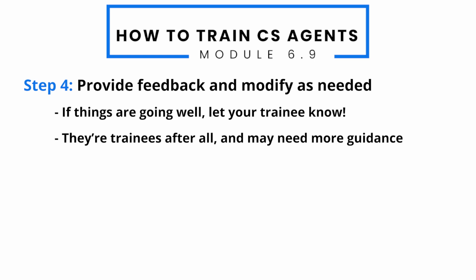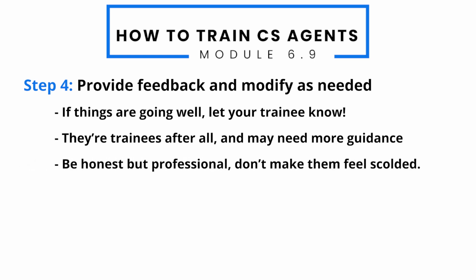The best thing to do in situations like these is to use what information you've gathered in step 3 and talk to them about individual points. Be honest but professional when you're conveying these things. You don't want to make your trainees feel like they're going to be scolded for making occasional human errors. After you've spent time reviewing your customer service agent's work, provide them with feedback as necessary and make adjustments along the way. And that's it.